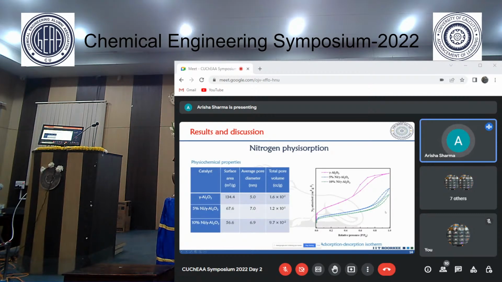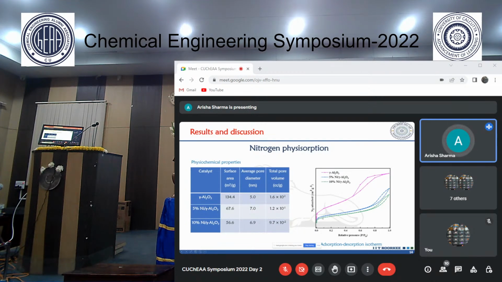Moving towards the results and discussion. Firstly, the nitrogen physisorption. This table shows the surface area, average pore diameter, and total pore volume of the support and the catalysts. As we can see, the surface area of gamma alumina is around 134.4, but with nickel impregnation, the surface area decreases. This is due to the blockage of pores and the coverage of the surface of the support.